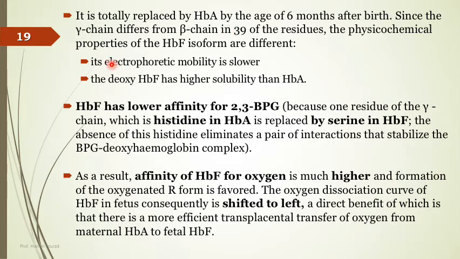Okay? Other physical properties: slower movement in electrophoresis. The oxyhemoglobin had higher solubility than hemoglobin A. This is not very important. The most important is that hemoglobin F has higher oxygen affinity than adult hemoglobin A of the mother. So oxygen will be released from the mother and attracted to and bind to the fetal hemoglobin. Hemoglobin F does not bind biphosphoglyceric acid. It has very low affinity. This is very important.